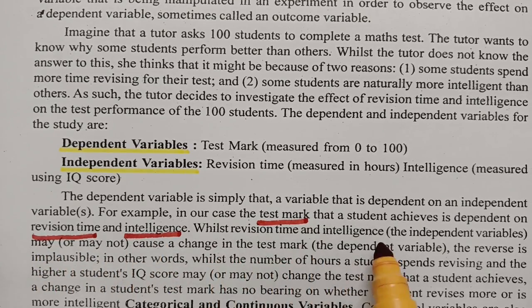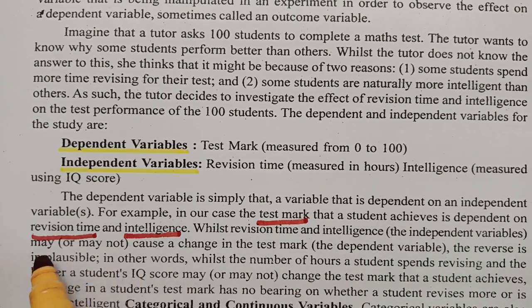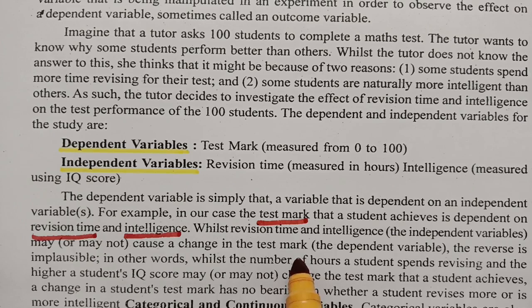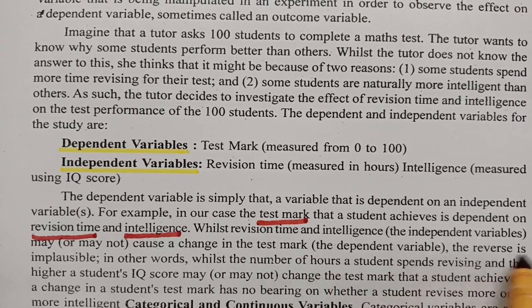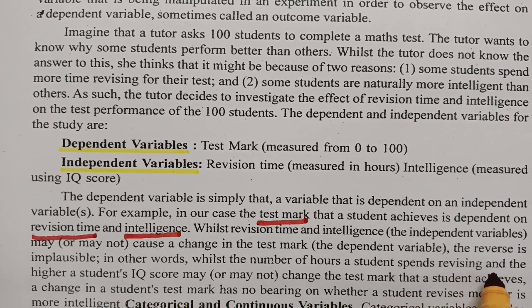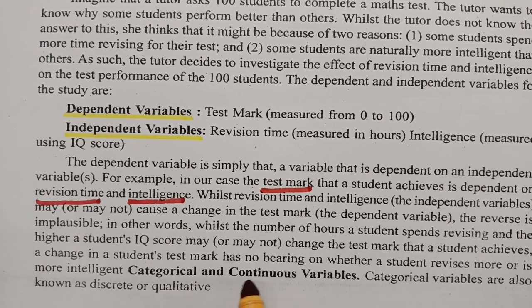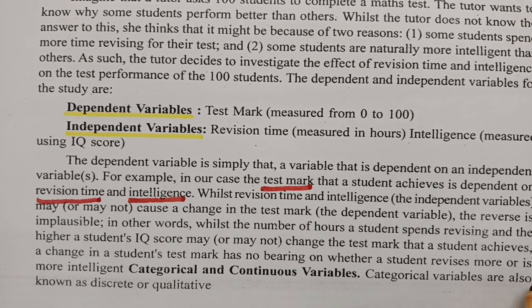Whilst the revision time and the intelligence, the independent variables, may or may not cause a change in the test marks, the dependent variable, the reverse is implausible. In other words, whilst the number of hours a student spends revising and a higher IQ score may or may not change the test marks the student achieves, a change in the student's test mark has no bearing on whether the student revises more or is more intelligent.